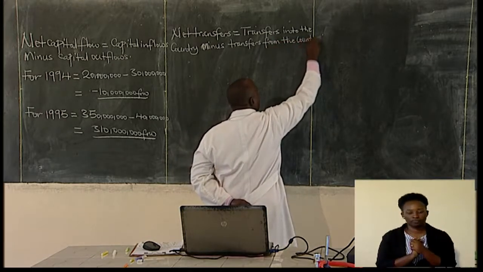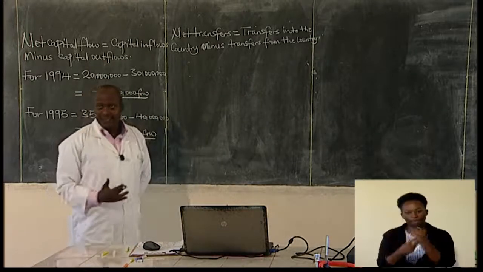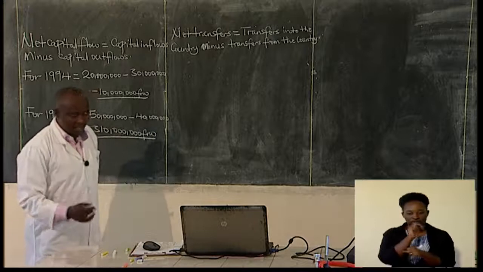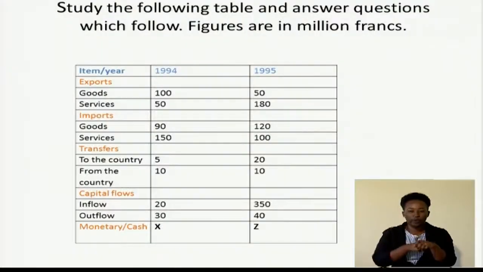And we are calculating the net transfers for both years. We have 2 years. When you look at the table, how do we get the net transfer for 1994?